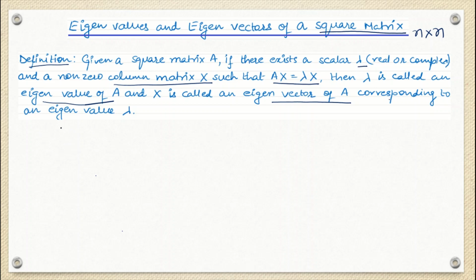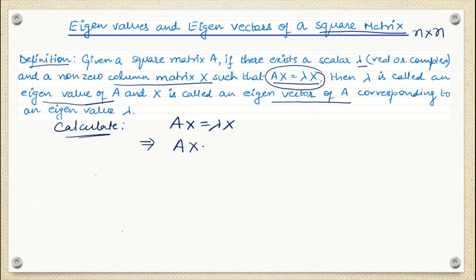Now we will see how to calculate eigenvalues and eigenvectors. As we have seen, Ax equals lambda x, where A is a square matrix, x is the eigenvector, and lambda is the eigenvalue. So we can write it as Ax minus lambda x equals 0. But be sure that this 0 is not a scalar. It is a zero vector.